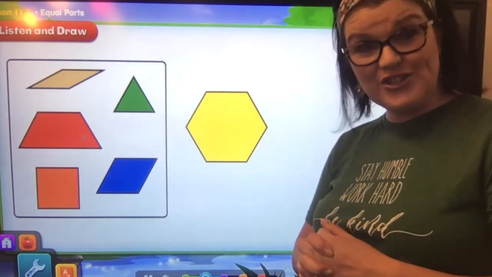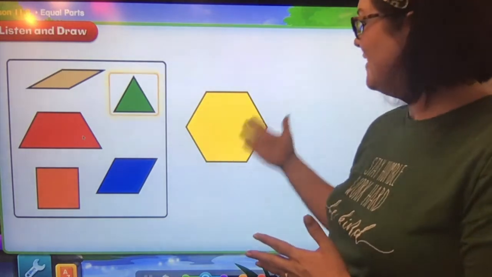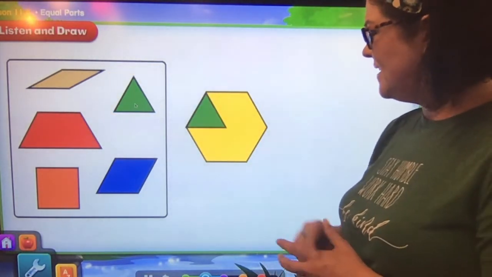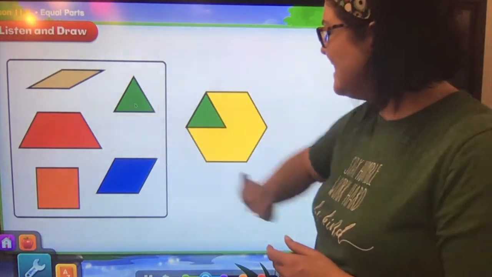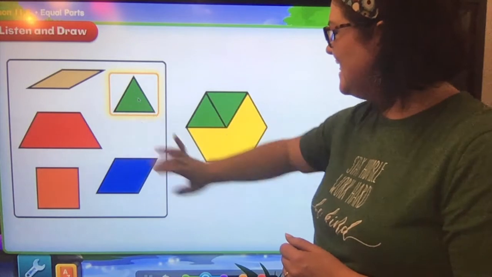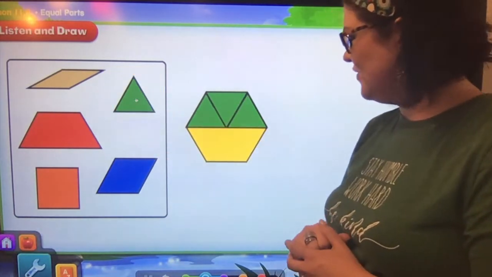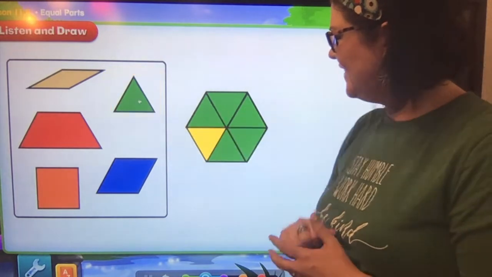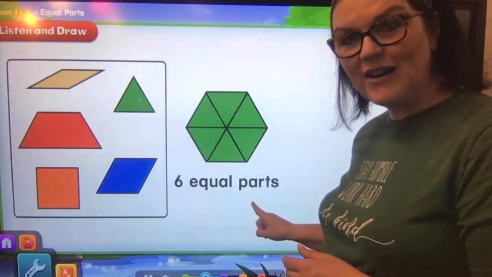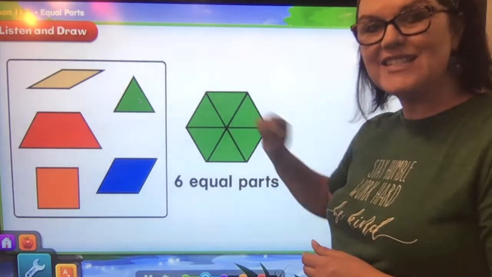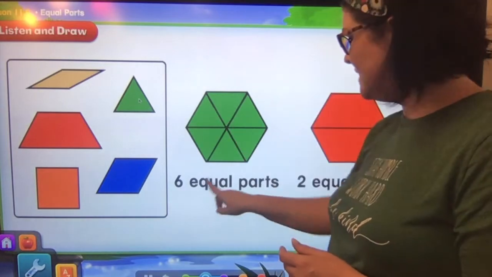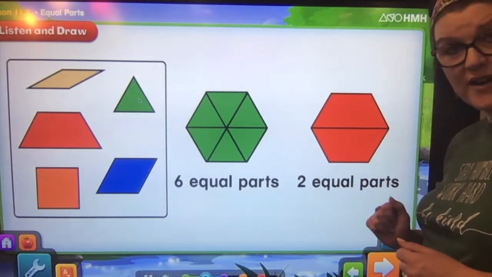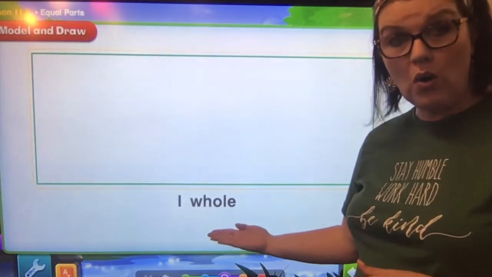Now, do you think that there's another shape that we could use to also fill up this hexagon? It's blinking the green triangle. Let's go ahead and see what happens. We could put a green triangle, and let's go ahead and do another one. Look at this. So, how many triangles do you think we would need? Let's go ahead and fill it up. There are 6 equal parts. So there's 1, 2, 3, 4, 5, 6 triangles that would equal one hexagon. So 6 equal parts of a triangle would equal a hexagon, and 2 equal parts of a trapezoid would equal a hexagon. And we consider this one whole green rectangle.